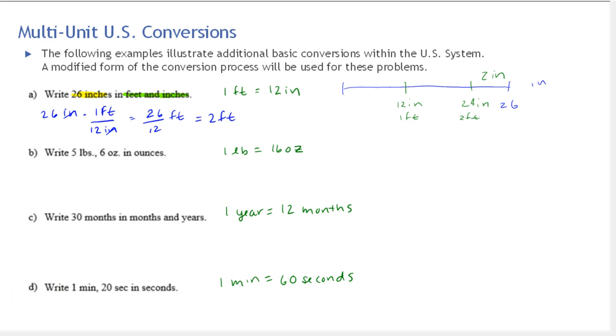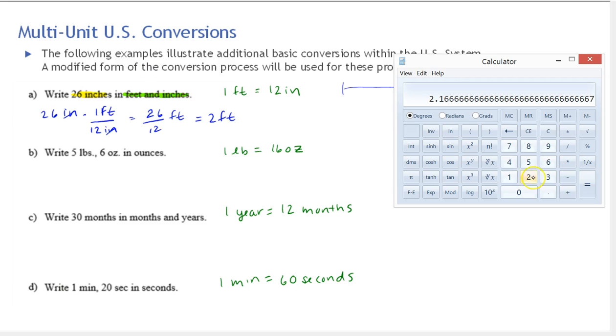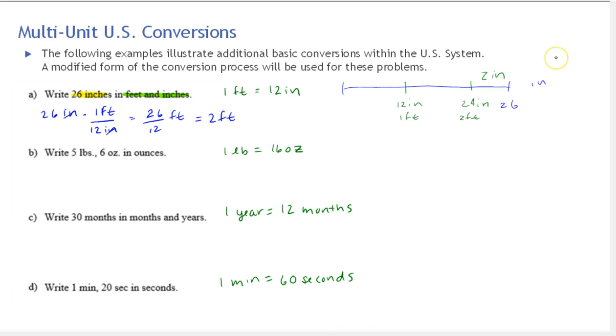Okay, now to find the remainder, we're going to find 2 times 12, which is 24 inches. So 2 feet equals 24 inches. Notice how this is corresponding to our work on the number line, which means there was 2 inches left over. So the difference between 26 and 24 is 2 inches. So we have 2 feet and 2 inches. Let's look at the next one.